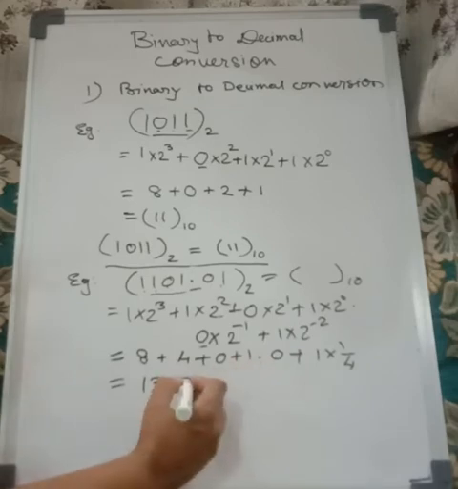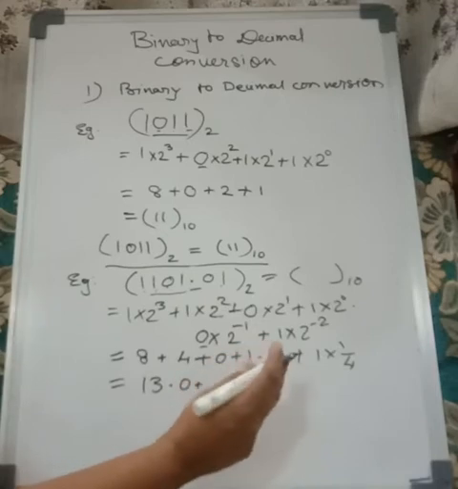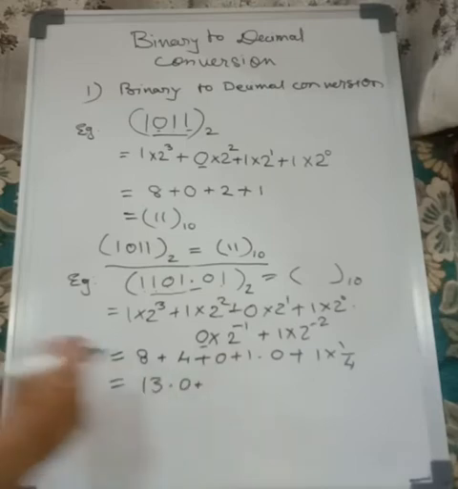This is 0 plus, what will be 1 by 4? It is 0.25. Okay. So it will be simply 0.25.